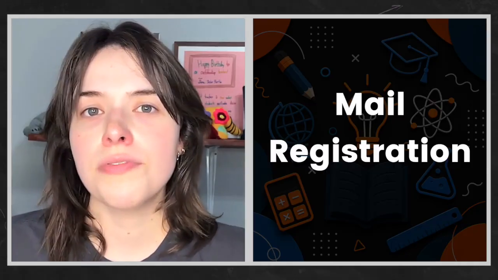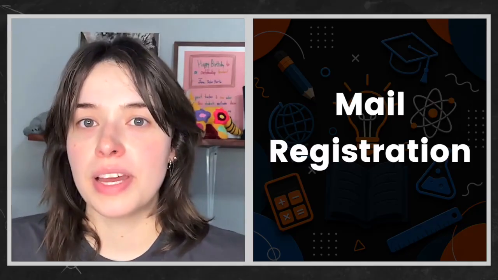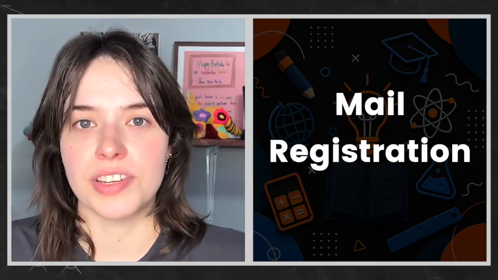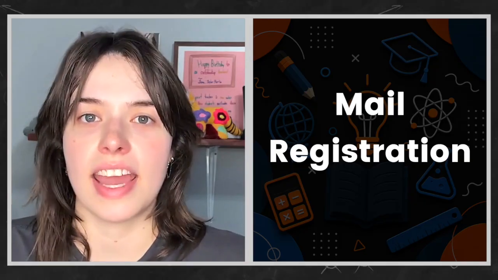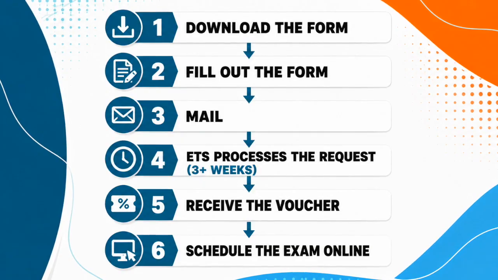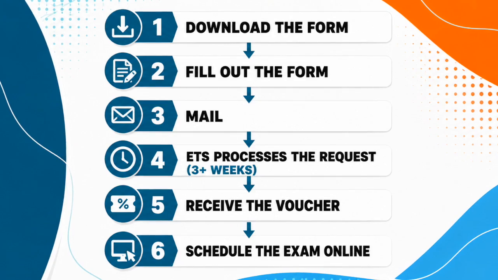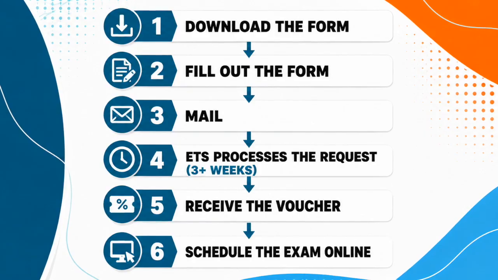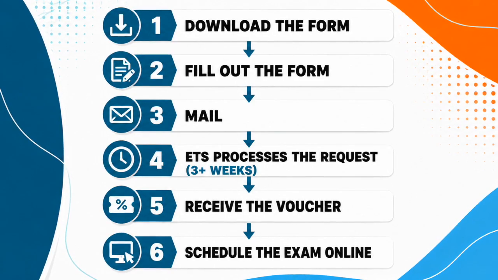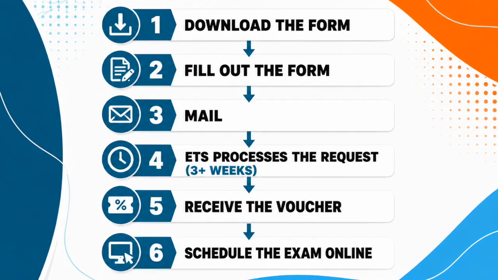You can register for the Praxis by mail too, but it takes the longest of all the options. Even though you are mailing a physical form, you must have an ETS account. From there, download and print the test authorization voucher request form, filling out your test codes, score recipient codes, and personal information. The payment method will be mentioned on the form. Once you mail it off, it takes at least 3 weeks for ETS to process it. When you receive the voucher by email, log into your account and use the code to schedule your exam.